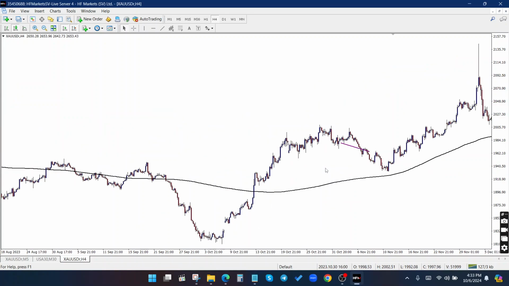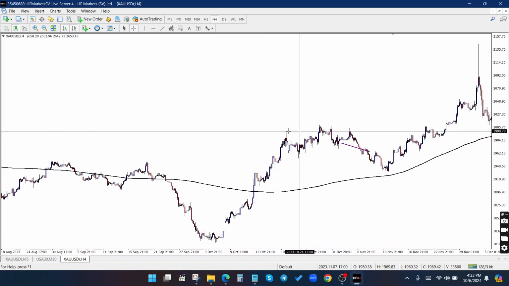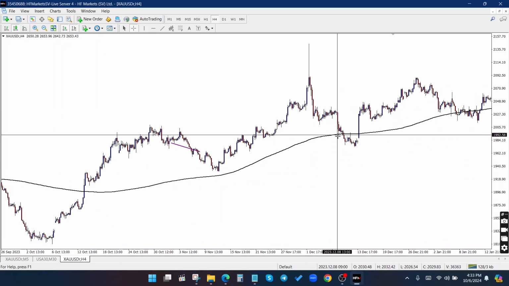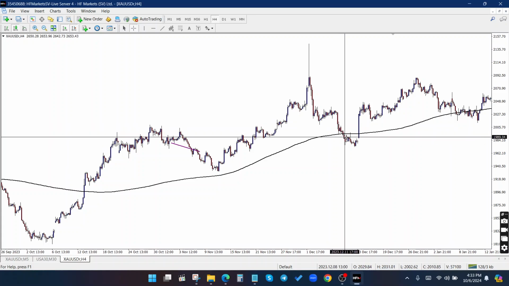Now as for a buy trade, when price crosses above the 200 MA, it is a buy signal. You can enter your buy here, you set your stop loss below the swing low, and your take profit can be at the nearest resistance level, or when price breaks below the 200 MA, you can now exit your buy trade.